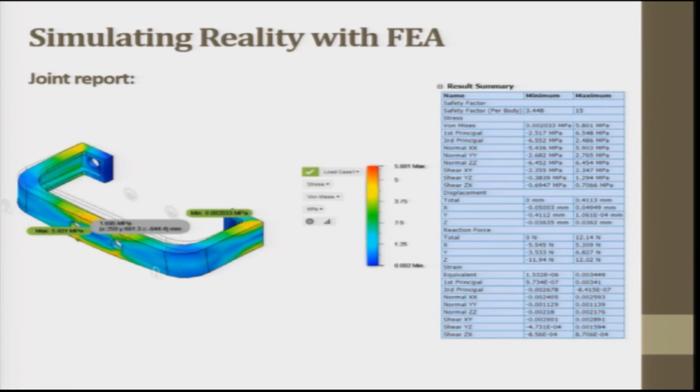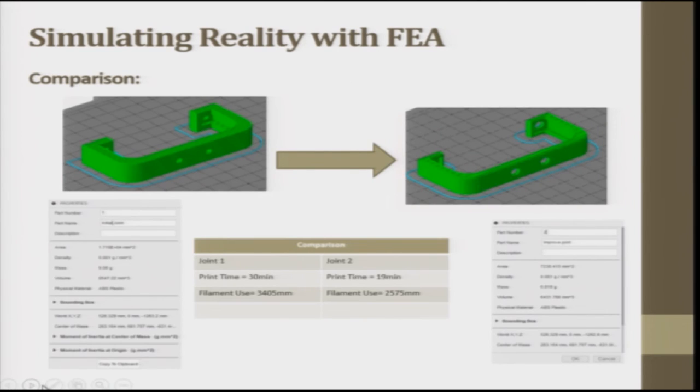In the joint report, we finally get this specific material and the summary is there. So safety factor per body is 3.448 as minimum and maximum is 15. So the different principal stresses, first principal stress, third principal stress, then stress normal to XX, YY and ZZ planes, then shear in XY, YZ and ZX planes. So all these parameters are printed here.